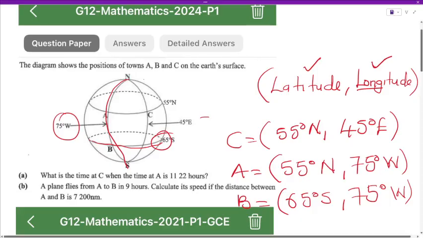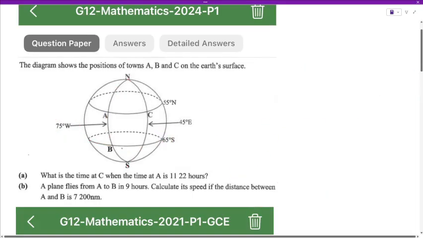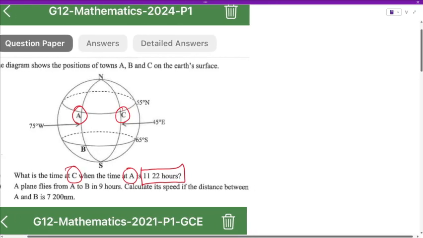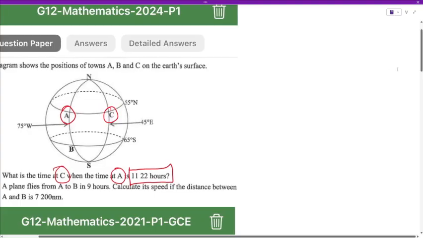Now let us look at the questions. The first question is saying, what is the time at C? C is right there, when the time at A is 11:22 hours. What is the time at C? So first of all, we're going to do this one step by step so that people understand clearly. I don't want to leave anyone behind. The first thing we're going to do is identify the points where A is.